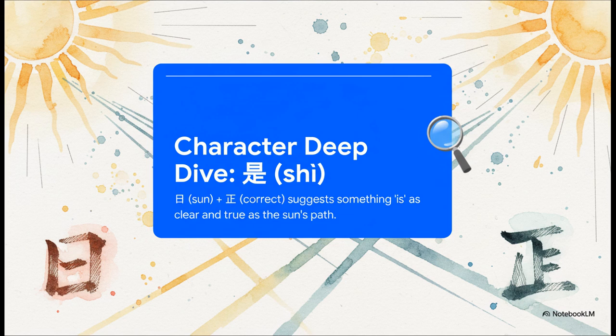This one is really one of my favorites. The character for to be, 是, has this deep philosophical concept built right in. It's made of 2 parts. On top, you have 日, the character for the sun, a symbol of clarity.